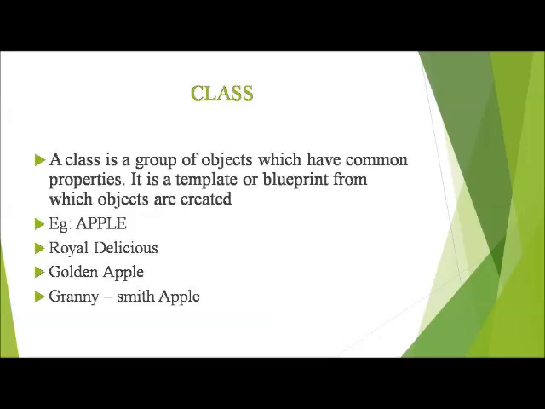Now we are going to see the term class. What is a class? A class is a group of objects which have common properties. It is a template or blueprint from which objects are created. For example, apple, where apple is the class, and royal delicious apple, golden apple, granny Smith apple are the group of objects.